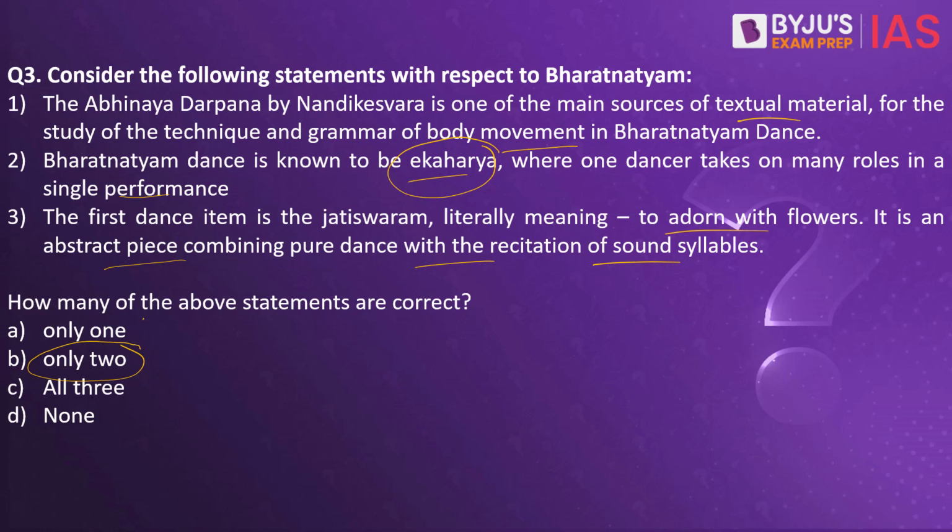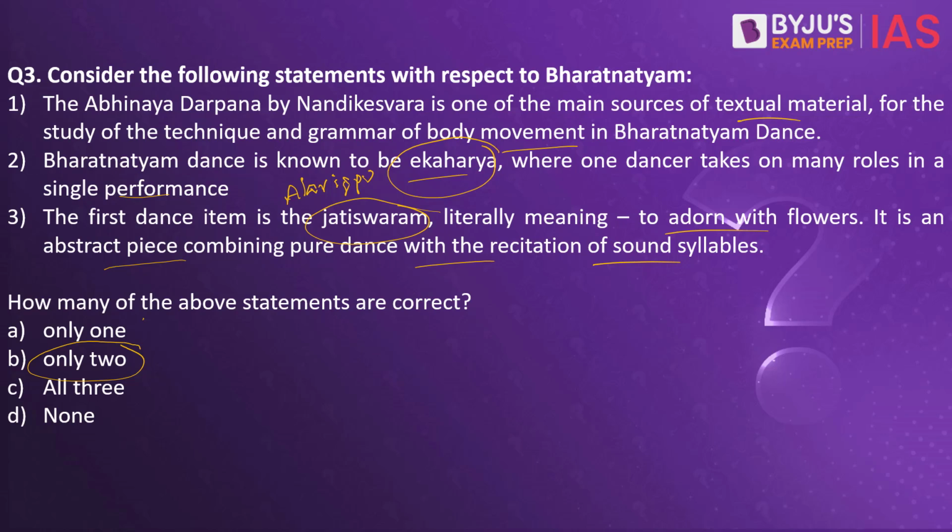The third statement is wrong. Why? That is because when it comes to Bharatanatyam, what we have is the invocation song. So the first dance item is not Jatiswaram, but instead it happens to be Alaripu. So it is Alaripu and not Jatiswaram. After Alaripu, what we have is a Jatiswaram.